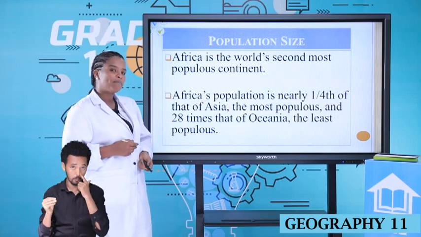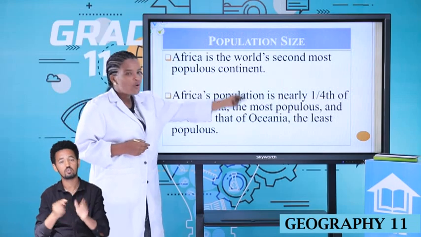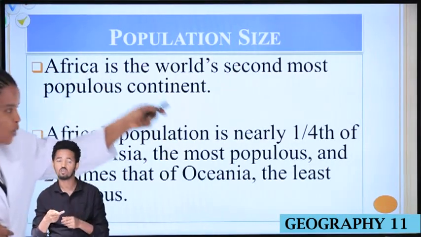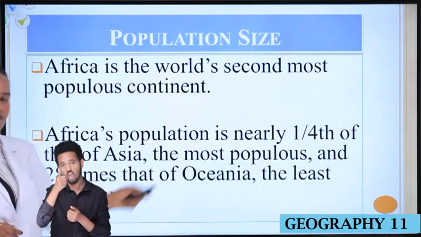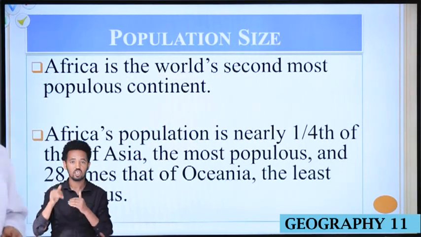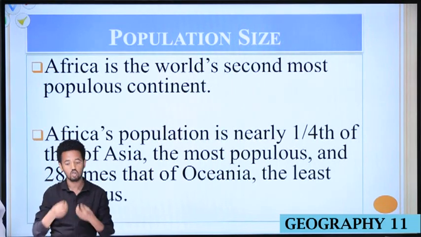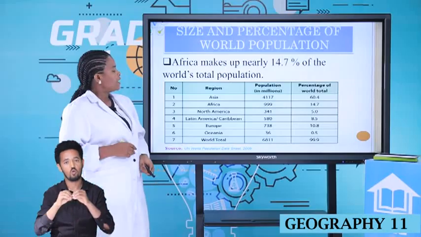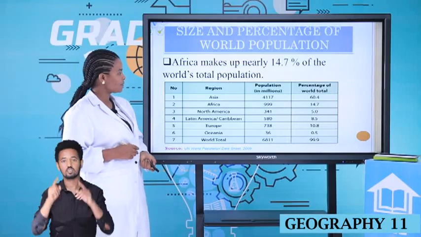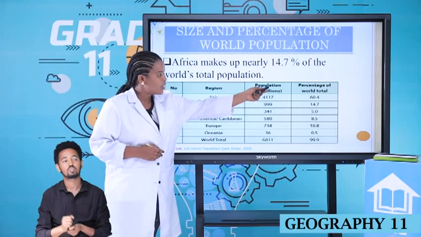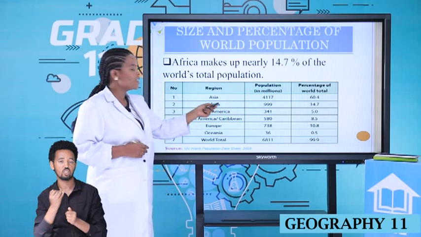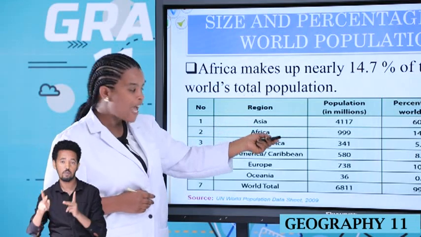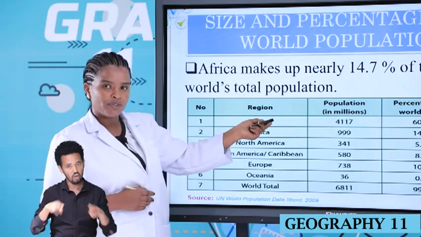As we have seen in the previous lesson, Africa is the world's second most populous continent. Africa's population is one quarter of the Asian population, and it is greater than 28 times the Oceanian population. Very few people are found in Oceania. Let us see these tables. 16% of the world population is found in Asia. Asia is the most populous and densely populated region in the world.